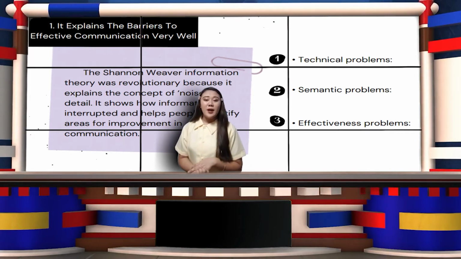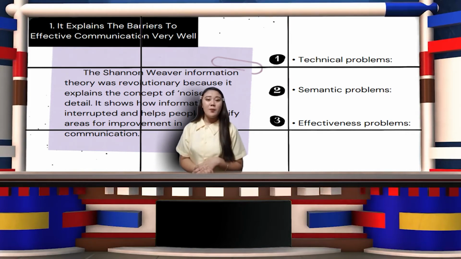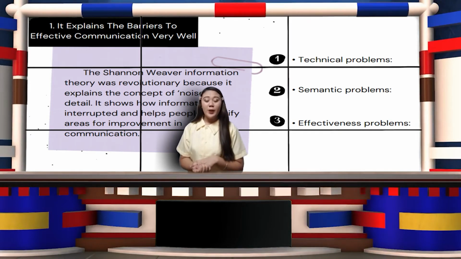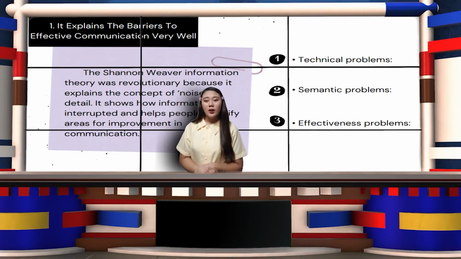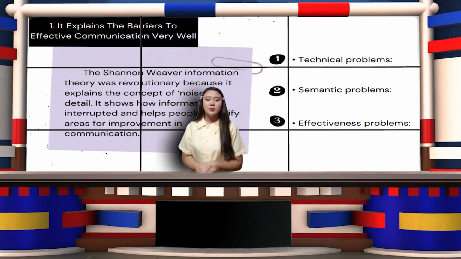Second, the semantic problem. This is when the message that was sent is different from the message that was received. So lastly, the effectiveness problem. This explains how well the message can cause a response or reaction from the receiver.